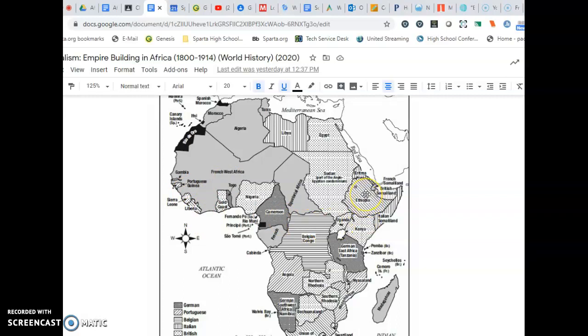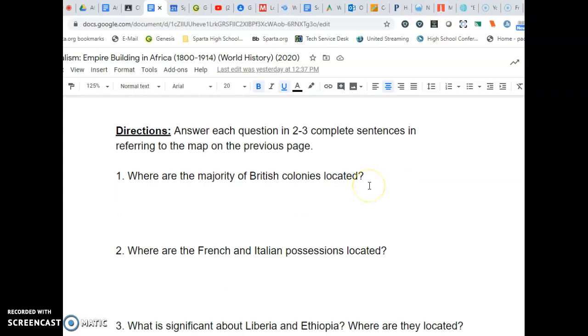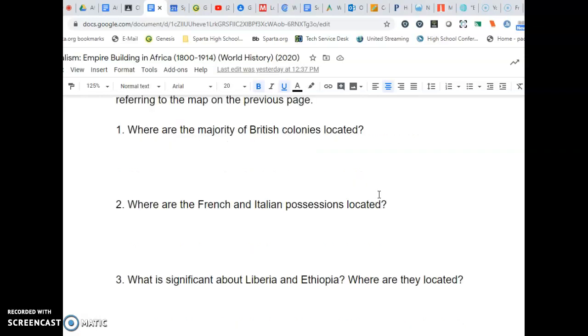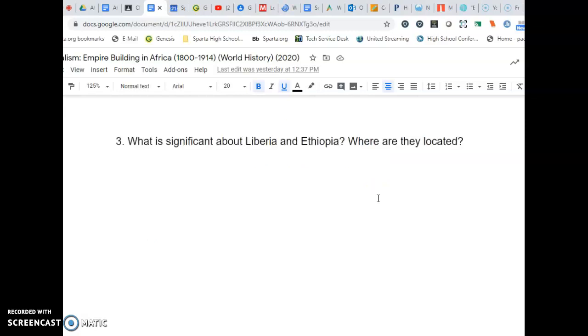What we also want you to look at are these questions, and again, in 2 to 3 complete sentences. Where are the majority of British colonies located? Where are French and Italian possessions located? What is significant about Liberia and Ethiopia? And I just mentioned to you why they are important.